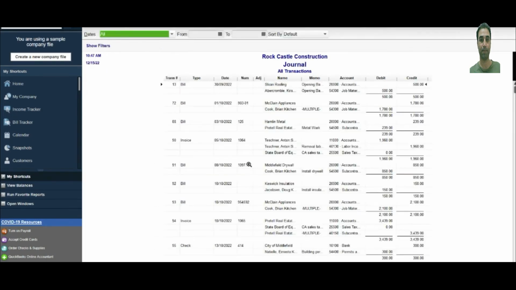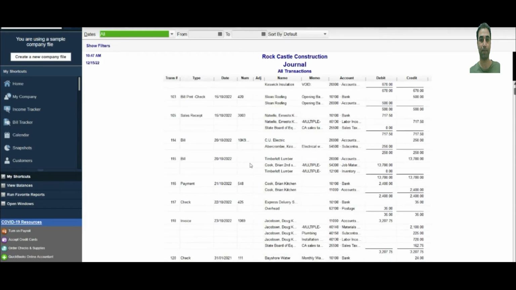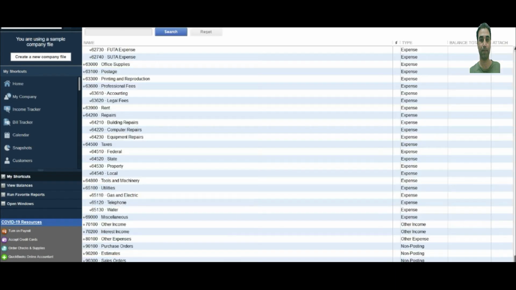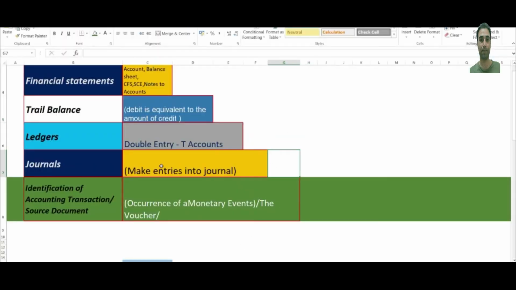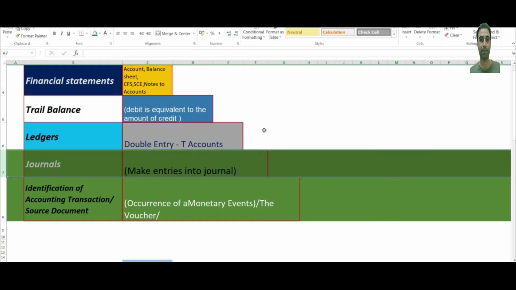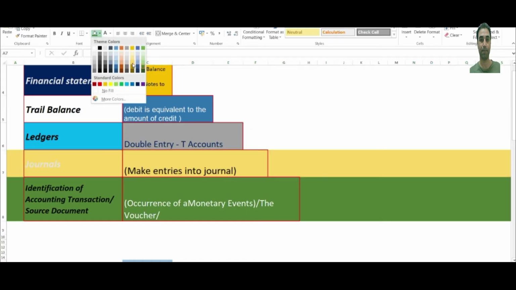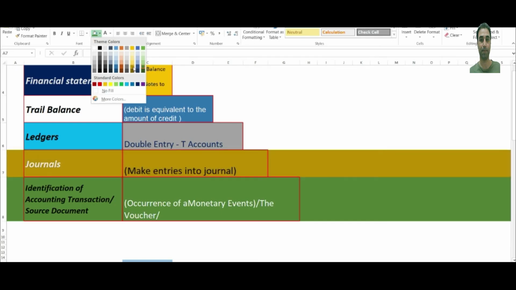I just wanted to show you that it might be a little different for different accounting software. Their format and looks might be different, but the basic concept behind it will be the same, whether you are using Tally, QuickBooks, Oracle, SAP, or whatever accounting software you use. So the next step is the journal, because in this step every transaction is recorded in the specific place where it belongs.